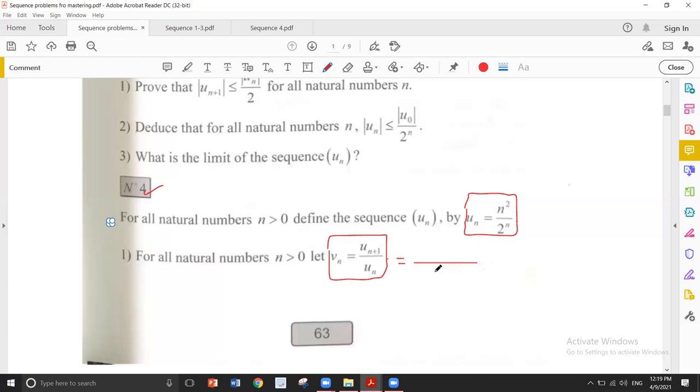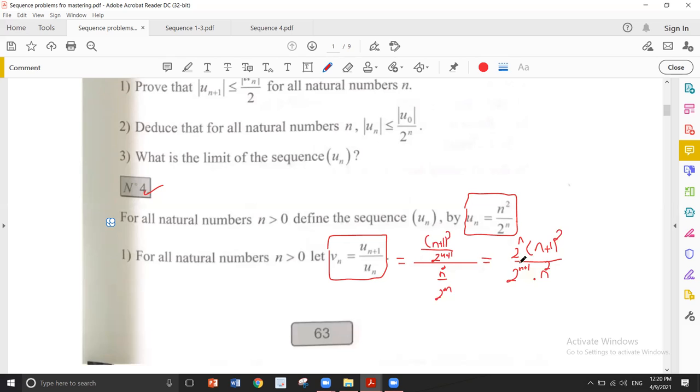un plus 1 is n squared over 2 to the n plus 1. Not n squared. It is n plus 1 squared over 2 to the power of n plus 1. Divided by un, so it equals 2 to the n times n plus 1 squared over n squared times 2 to the n plus 1.